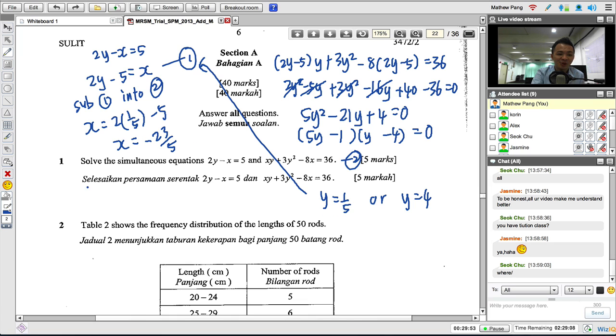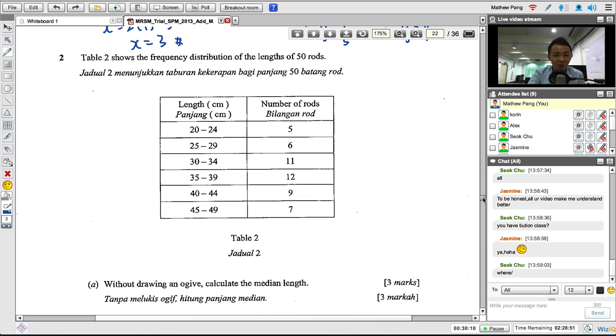Then I substitute when y equals 4. So x equals 2 times 4 minus 5, x equals 3. Just like this, 5 marks. So for number 1, I don't think any one of you will have an issue. I'm going to move on to number 2.